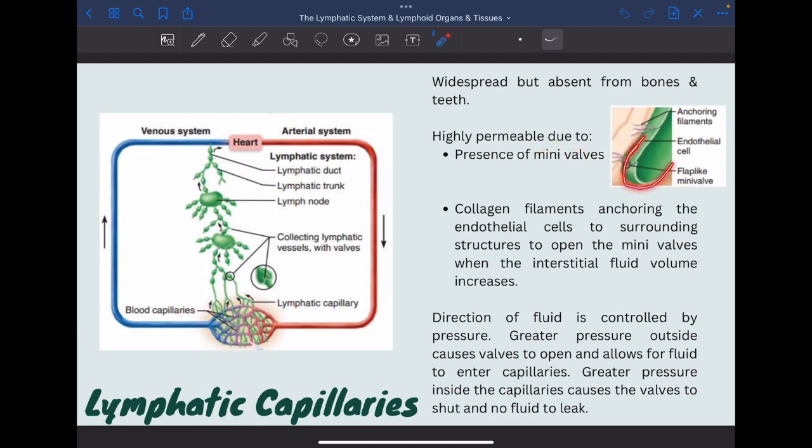So again, the endothelial cells that form the lymphatic capillaries are not tightly joined to one another. Instead, they're just sitting on top of one another loosely, and ultimately this forms mini valves. Now, the reason that they open and close, accommodating fluids entering and shutting when there's fluid inside, is due to collagen filaments. These collagen filaments anchor the endothelial cells on certain structures around them. So when the volume of the interstitial fluid outside is higher, it will pry them open, and it allows the fluid to enter inside. But when the fluid volume inside the capillaries is greater, it forces these valves to close shut so that the fluid doesn't leak outside.